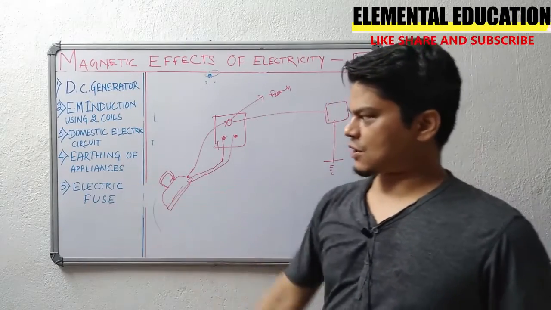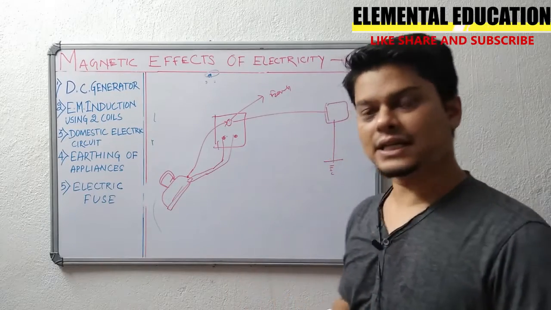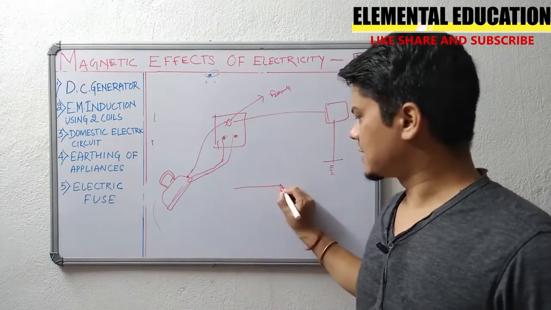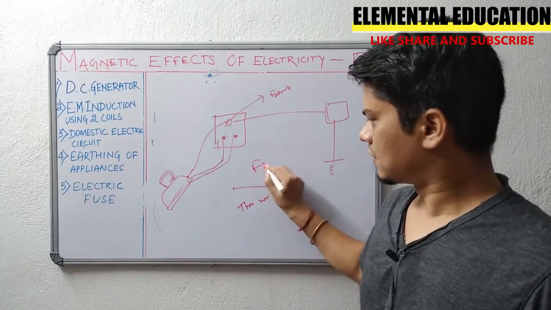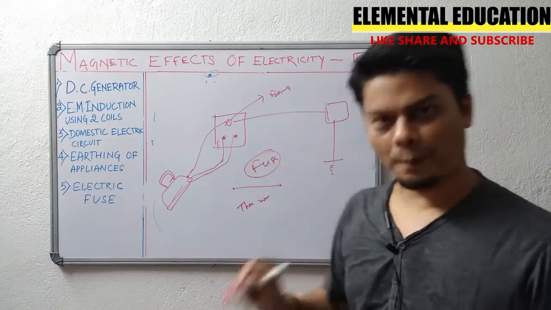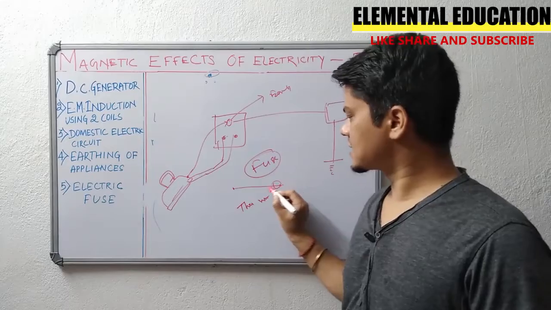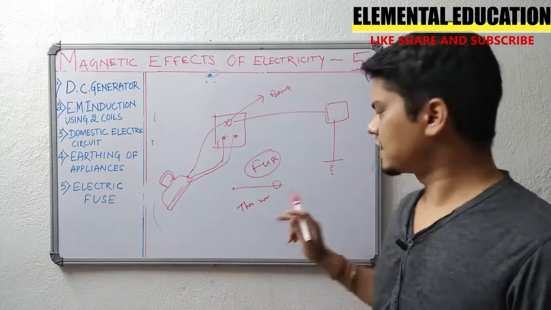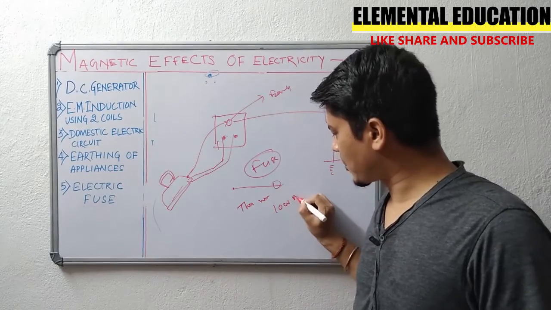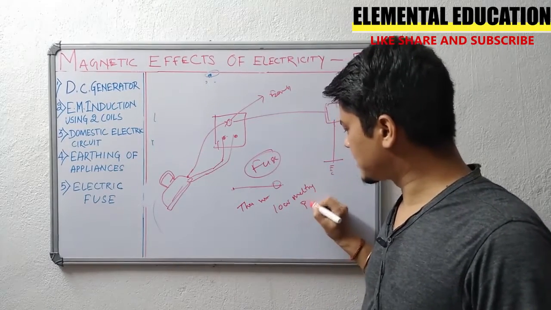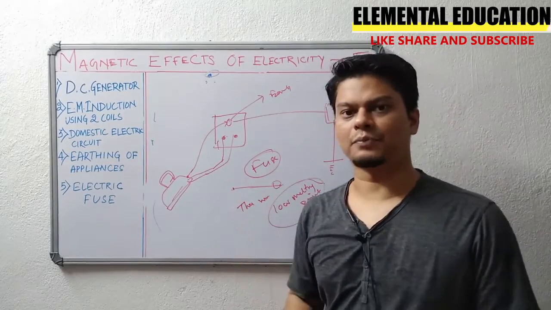Now our last topic is electric fuse. I will tell you what is an electric fuse. Electric fuse is a thin wire made up of copper, and there is some plating on it. So what will it do? This fuse wire has a low melting point.